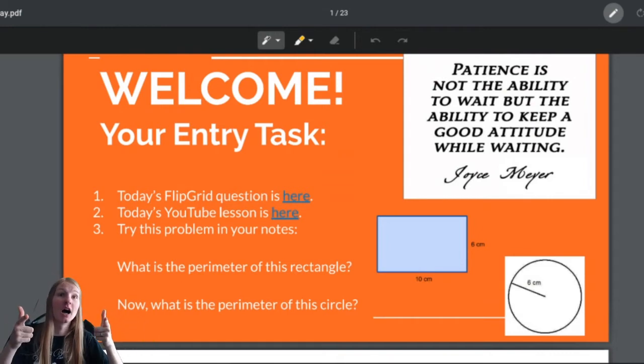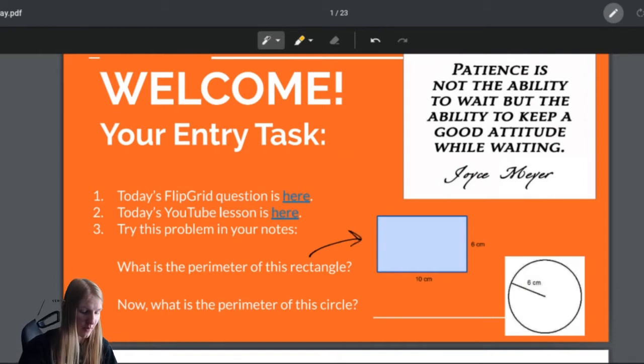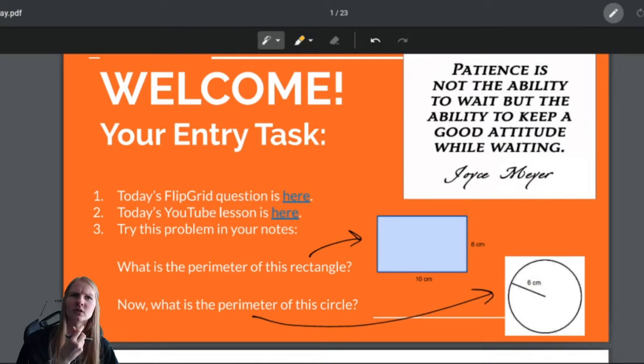Now, pause the video. Try this problem in your notes. What is the perimeter of this rectangle right here? And then, once you figure that out, what is the perimeter of this circle? Unpause the video and do it with me.